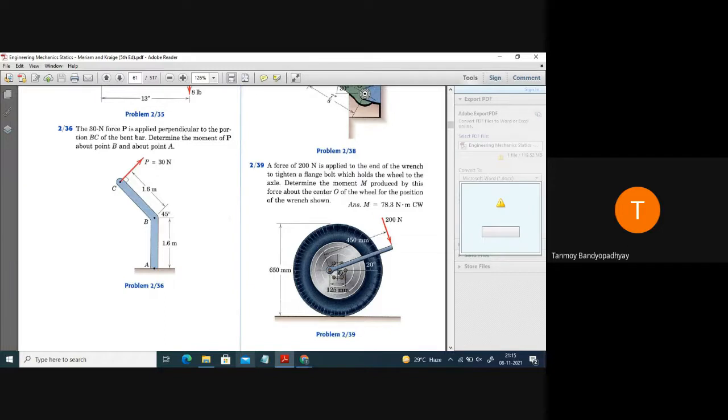So what I was saying last day is that you can try it using the vector method, using the method of vectors you can do this one.